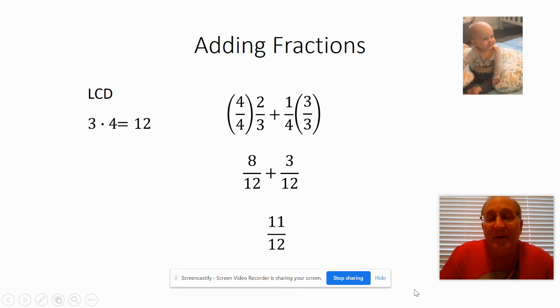The idea is the same. That's how you add fractions. Now we'll take that and apply it when we have variables in it in our next video.